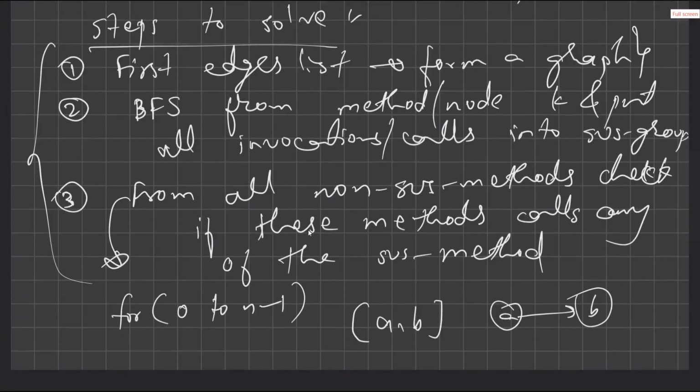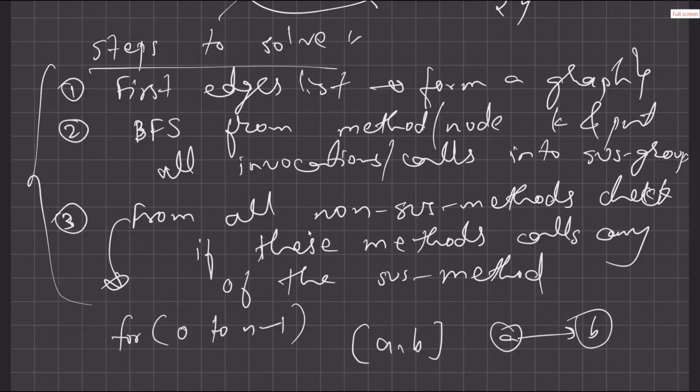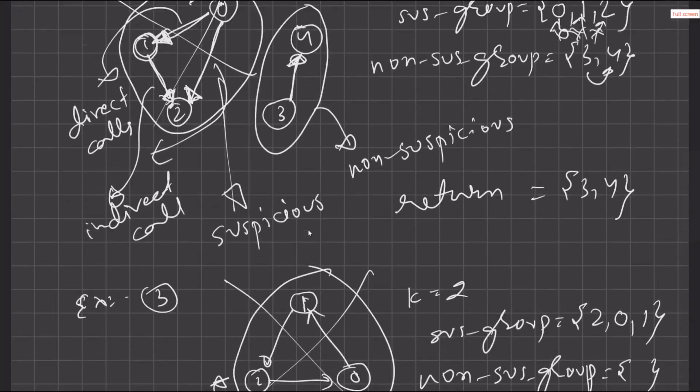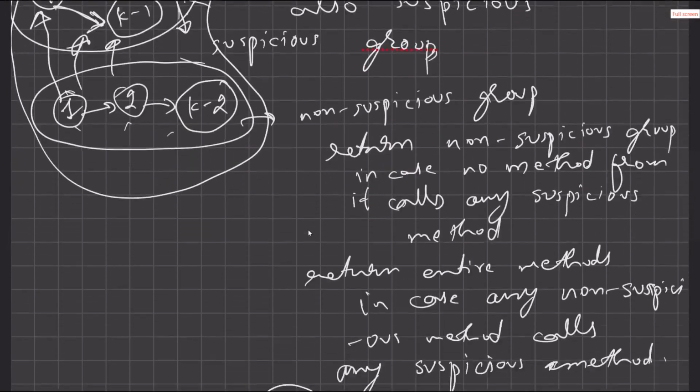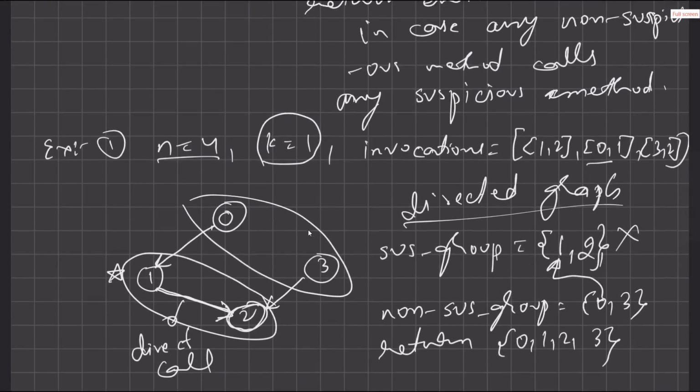Okay, if a node is non-suspicious, what we're going to do is check from that node whether we can call the suspicious node or not. So okay, how do we do that? I'll tell you here only. Let's take one example.